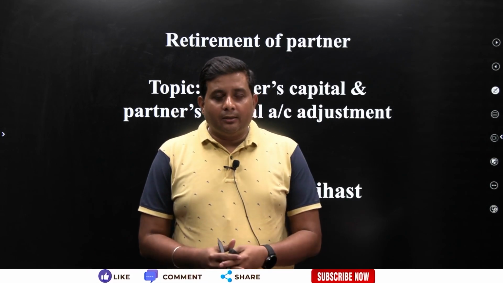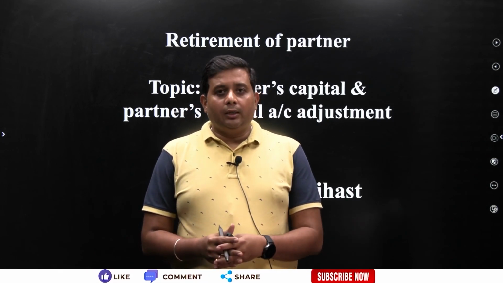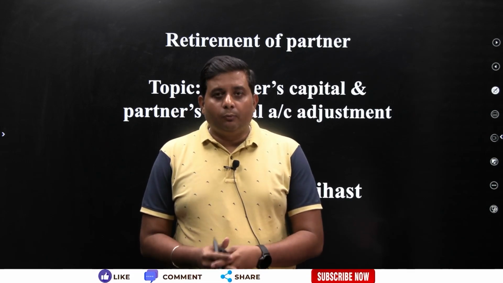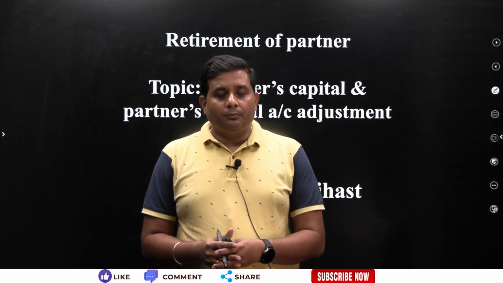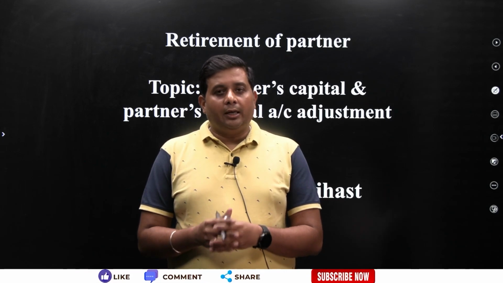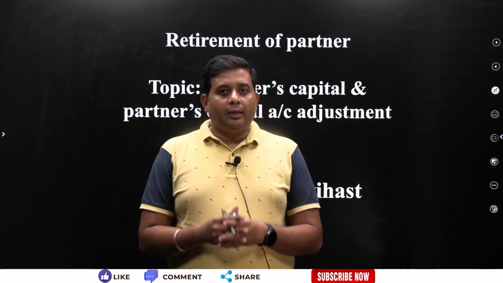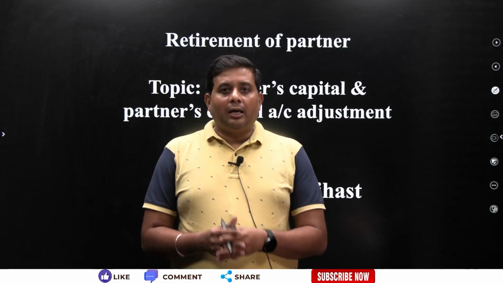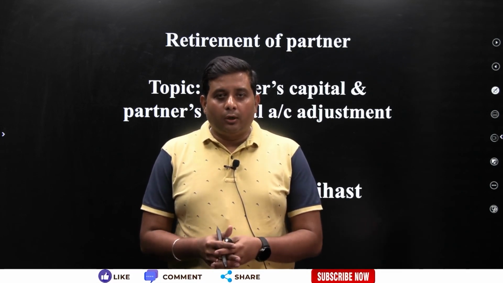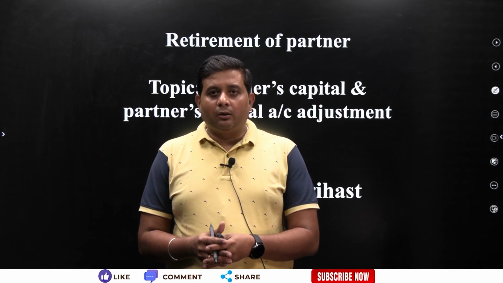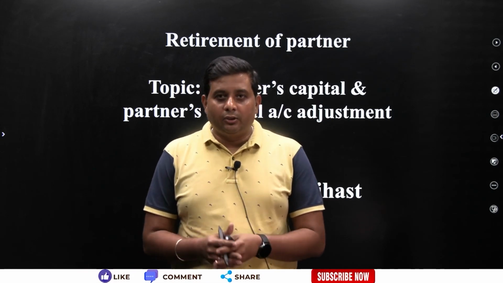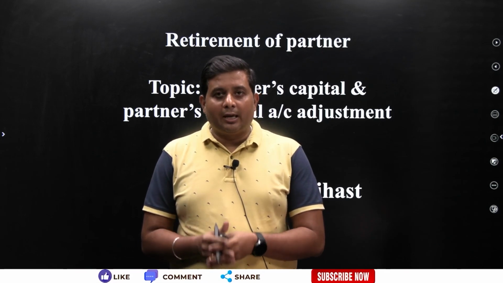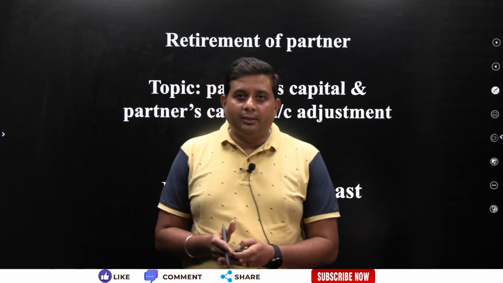As per the checklist given, we have already covered the first three topics, and they were calculation of new profit and loss ratio and gaining ratio, treatment of valued and appeared goodwill, and treatment of accumulated profits, reserves and losses. Today, I am going to talk about a very important topic, that is partners capital account and partners capital account adjustment. This is a very important topic we have for retirement of a partner. So let's begin with this.